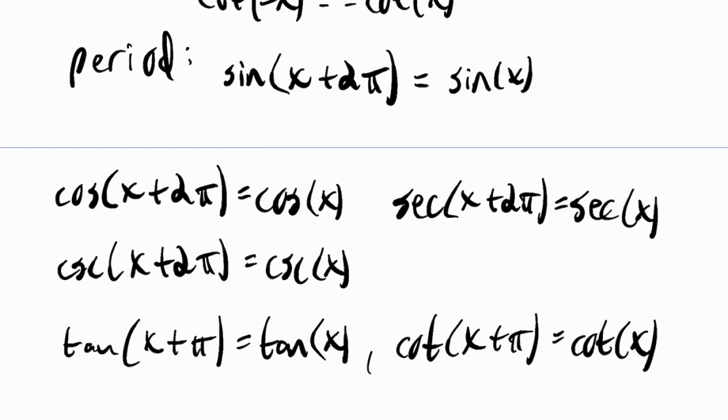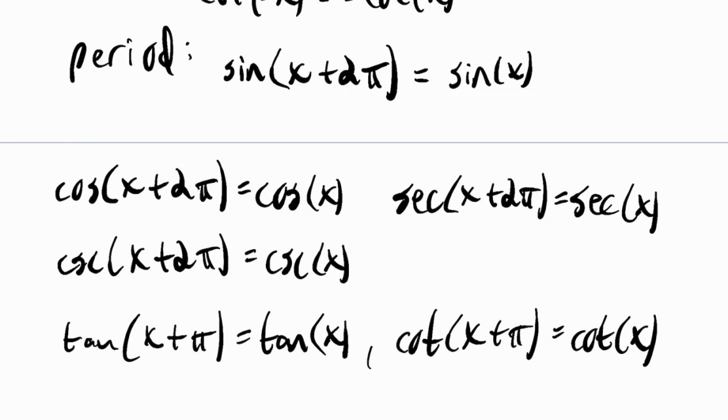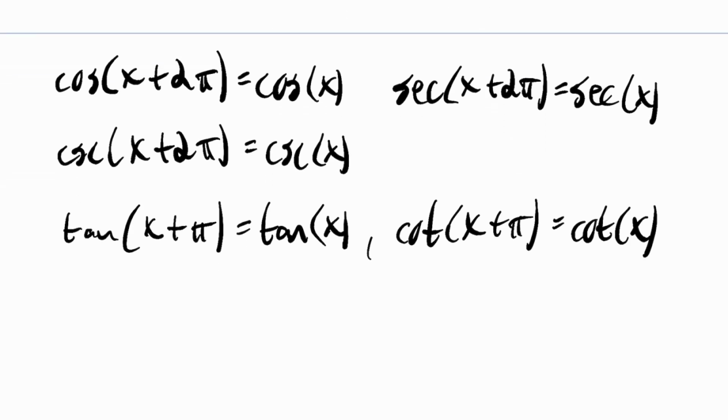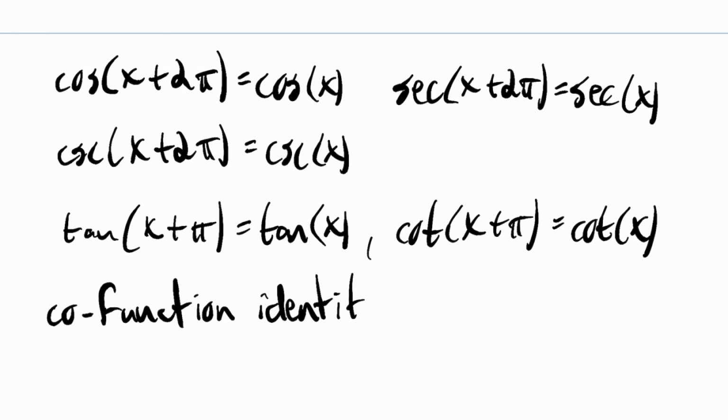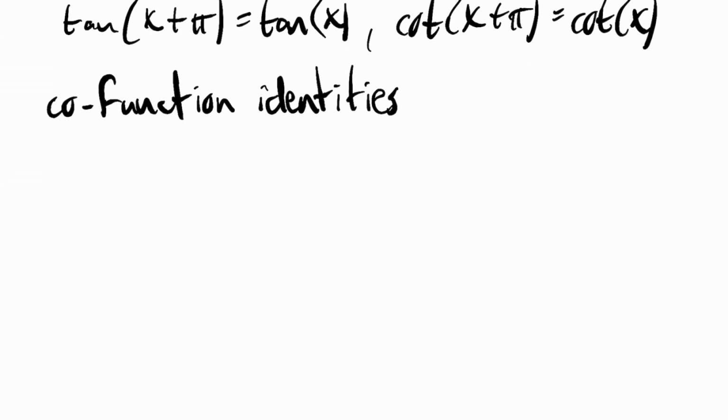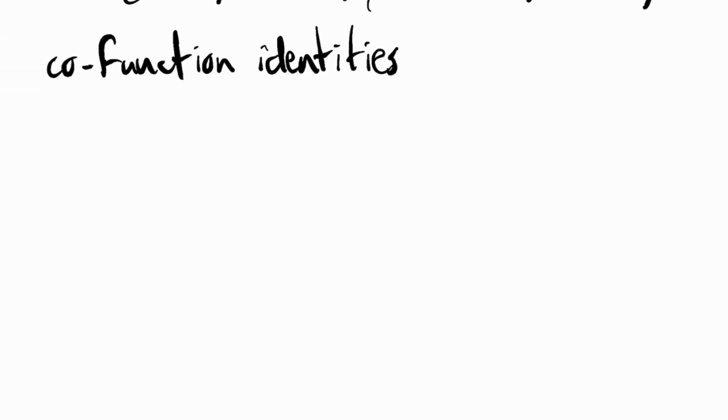The last ones on our list are the cofunction identities, and this is something that we haven't talked about much, maybe a little bit. Cofunction identities. So I want to talk about these a little bit, not just list them.